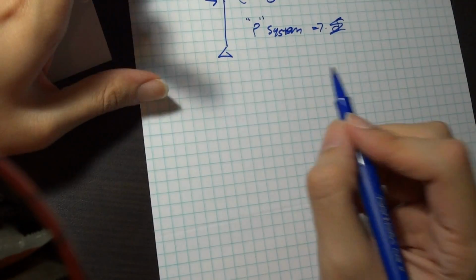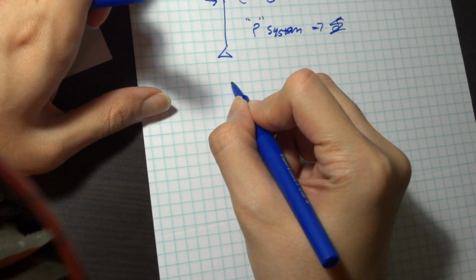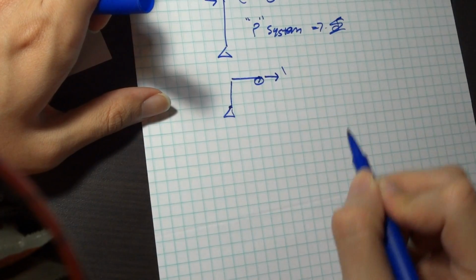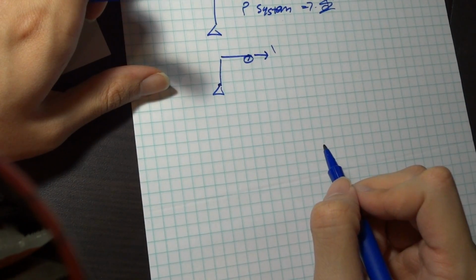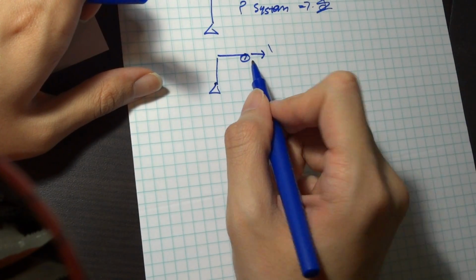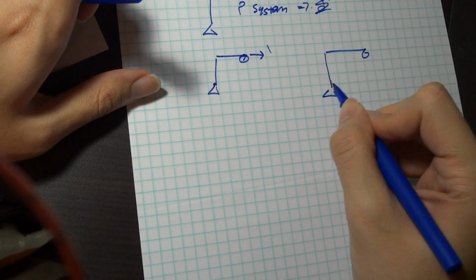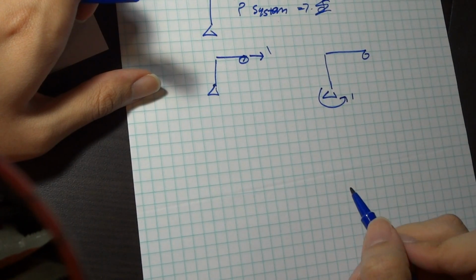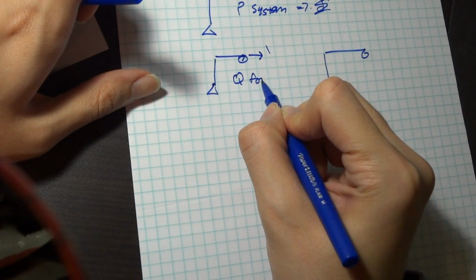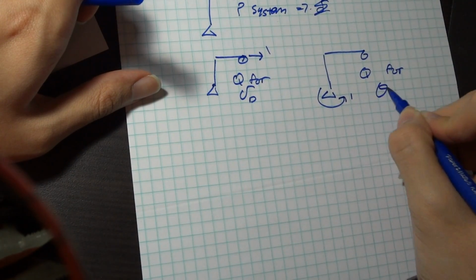The next step, you want to find the horizontal deflection at D. Therefore, your Q system is you're just going to apply a unit load of 1. And you want to find the rotation at A. To find horizontal displacement, I applied a unit force. To find rotation at a point, I'm going to apply a unit moment. This is my Q for delta D. This is my Q for theta A.